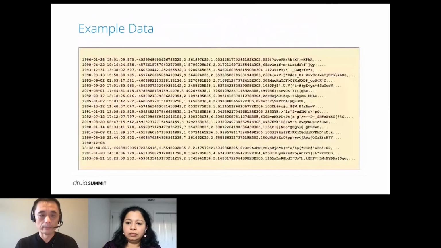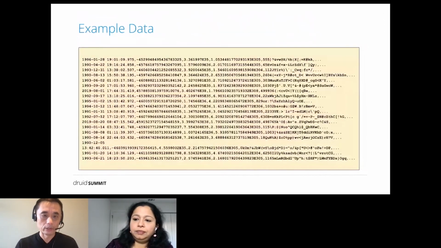And here's the example data. You can see the first column is always the time column, and then the rest of them are according to what your real data columns look like.